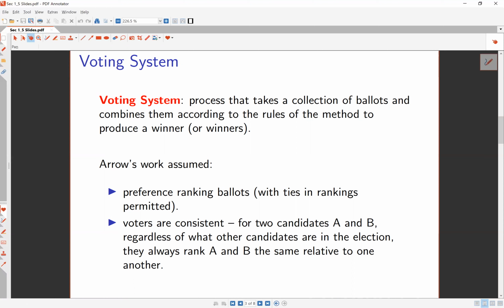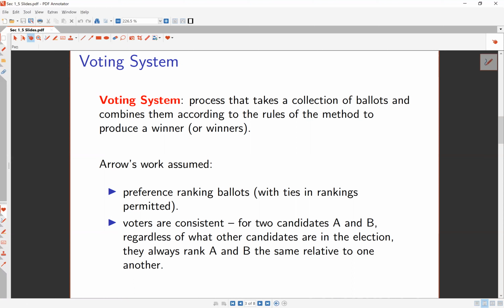The second assumption is that voters are consistent. Now, in the real world, this may not always be the case, but what we mean by consistency is if there are two candidates, let's call them candidate A and candidate B, then regardless of who else is in the election, whether there's no one else or whether there are 20 other candidates, whoever else is in the election, you will always rank candidate A and candidate B in the same way relative to one another.